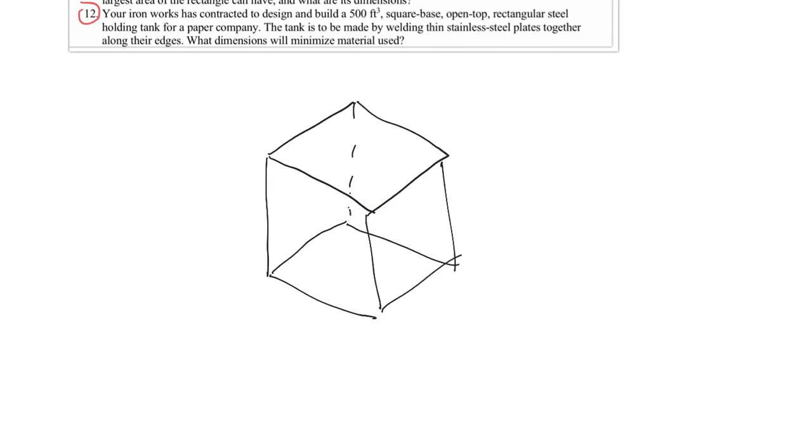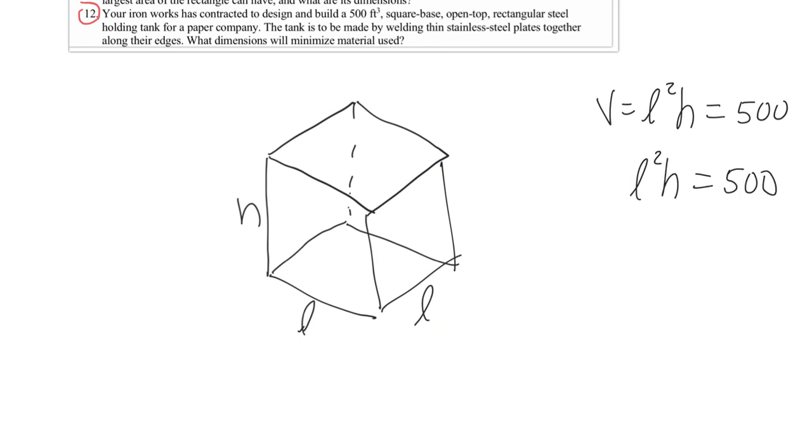So amazing. Usually it's length times width times height. But I'm going to call this length times height, because we know that that's the same as that, right? So therefore, the volume of this is going to be length squared times height. And we also already know what the volume is going to be. It's going to be 500 feet cubed. So one thing's for sure, we know that L squared times H equals 500. That's going to be important information.